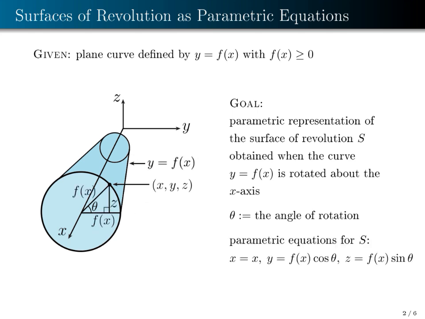Thus, we obtain a parametrization of the SOR by setting x equals x, y equals f of x cosine of theta, because the y-coordinate of this point is precisely the length of the side adjacent to theta in this right triangle with hypotenuse f of x, and z equals f of x sine of theta, because the z-coordinate of this point is the length of the side opposite theta in the right triangle. Note that the parameters here are x and theta.